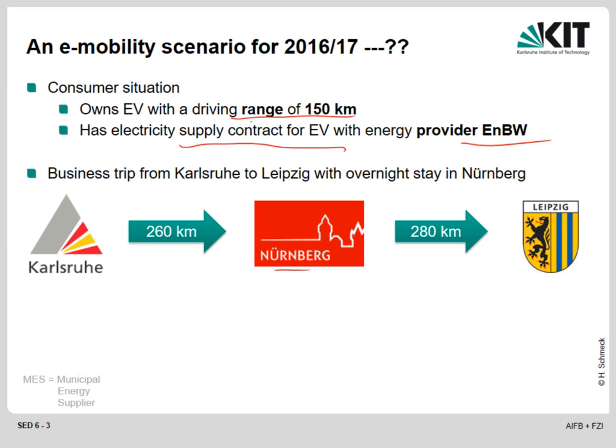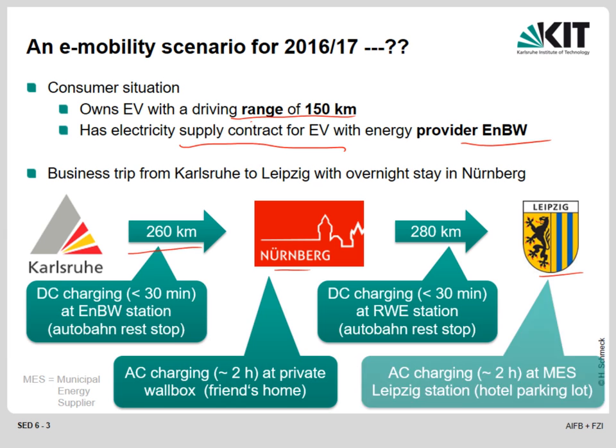on getting electricity from the charging stations that are operated by EnBW. Now he wants to go to Leipzig. In Leipzig, EnBW has no charging stations. Somebody else has a charging station there. And the distance is too large, 260 kilometers. So what you need is intermediate charging stations.